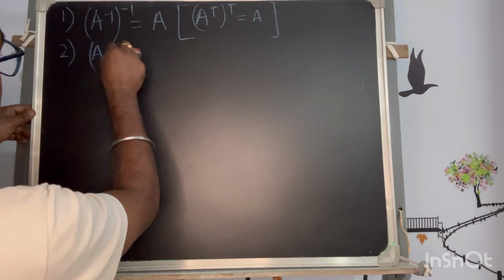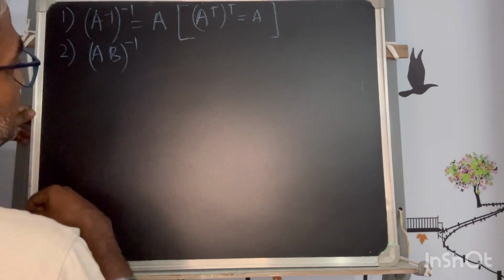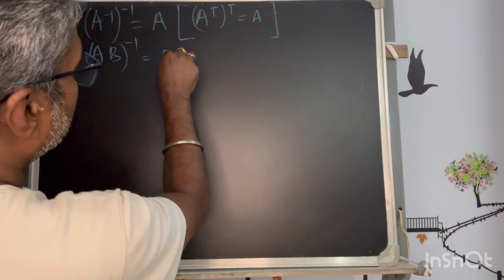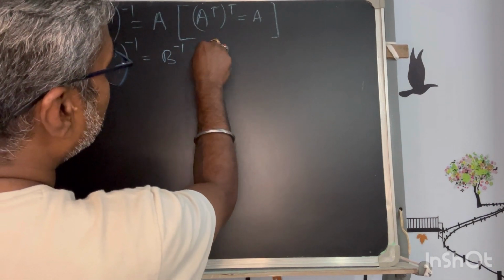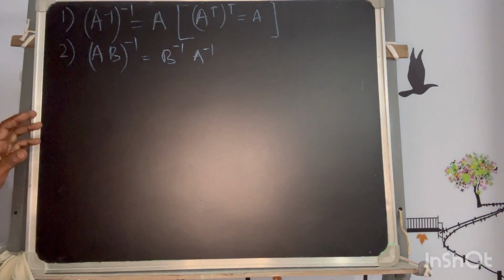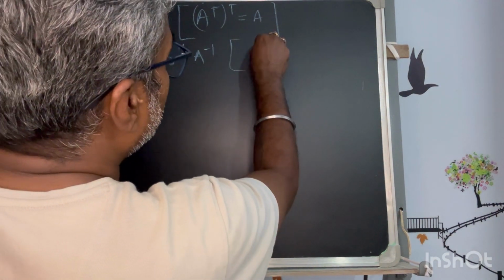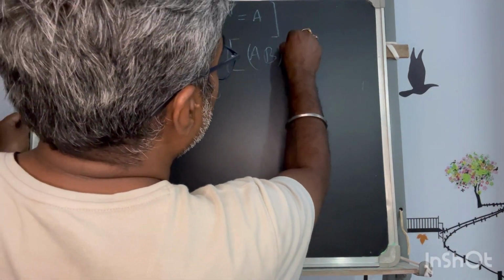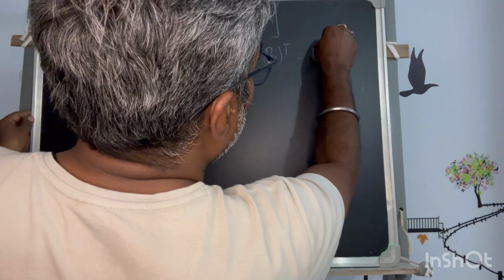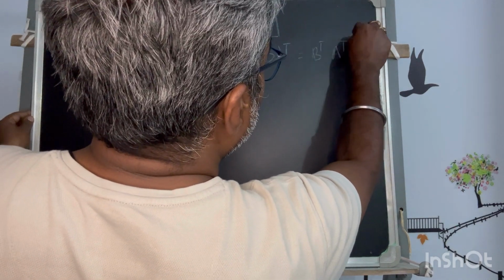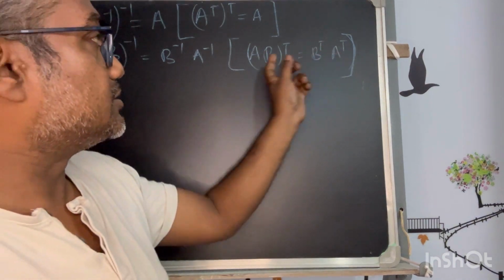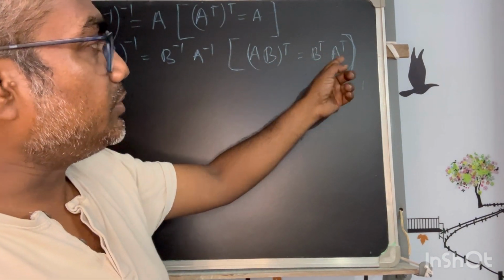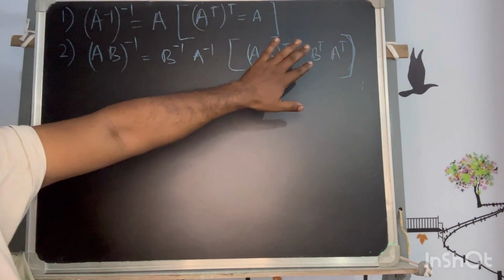If I take the product of two matrices and take the inverse, it will become the inverse of the second multiplied by the inverse of the first, in the same order change as we did for transpose. There also the order has to be changed, because there is A into B, there it is B transpose into A transpose. This has to be similar.